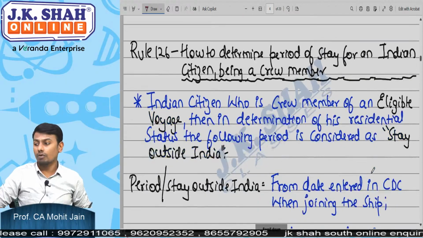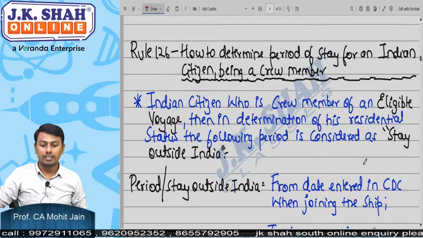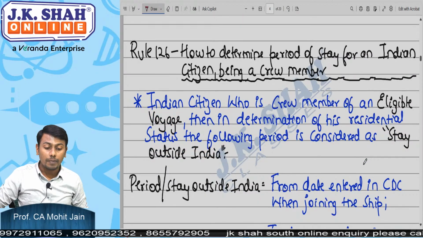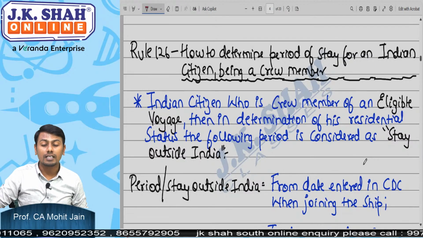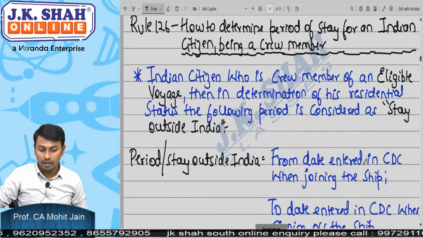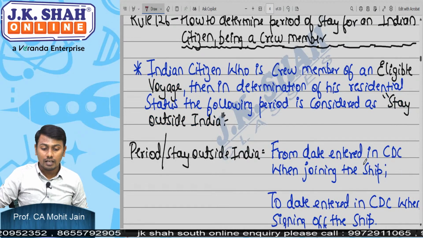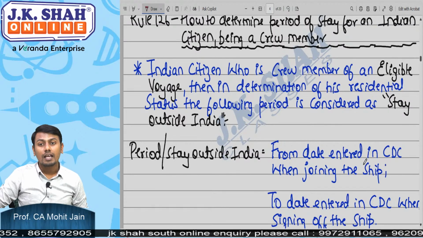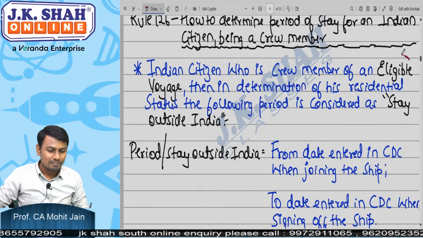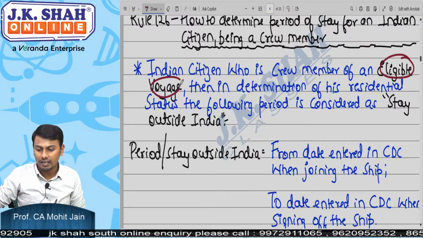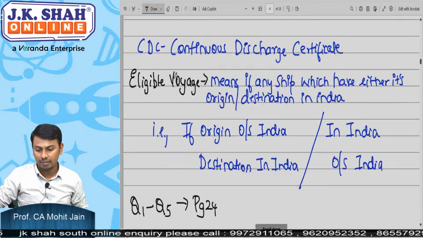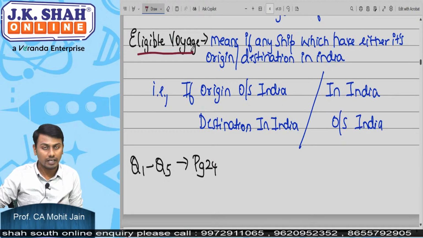See the heading of the rule first. Rule 126. How to determine period of stay for an Indian citizen being a crew member. Now read. An Indian citizen who is a crew member of an eligible voyage. These are only big words they are given. Eligible voyage basically means, what do you mean by eligible voyage?